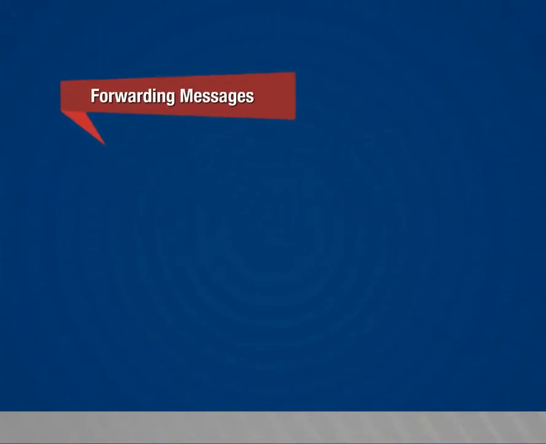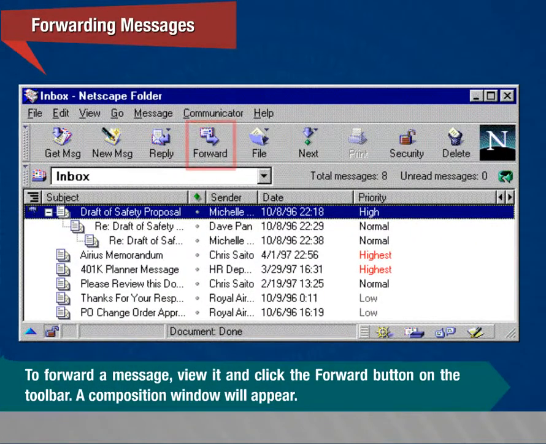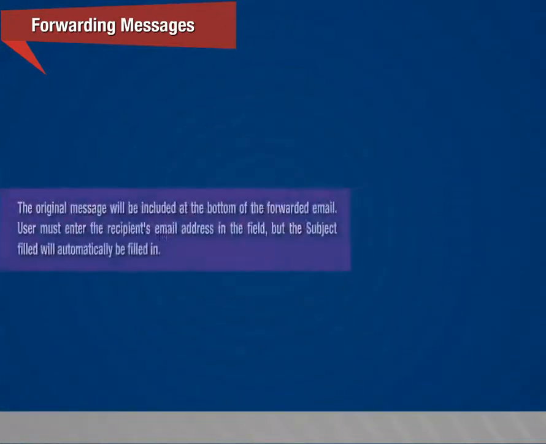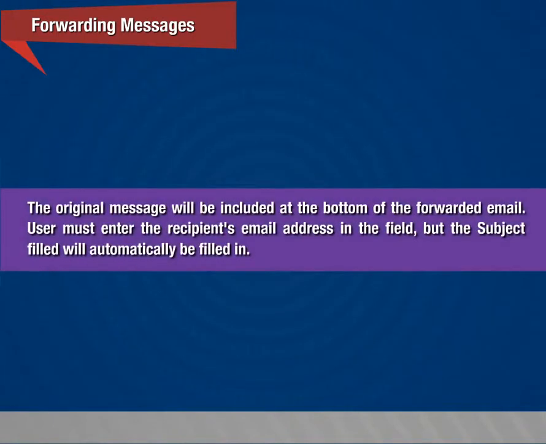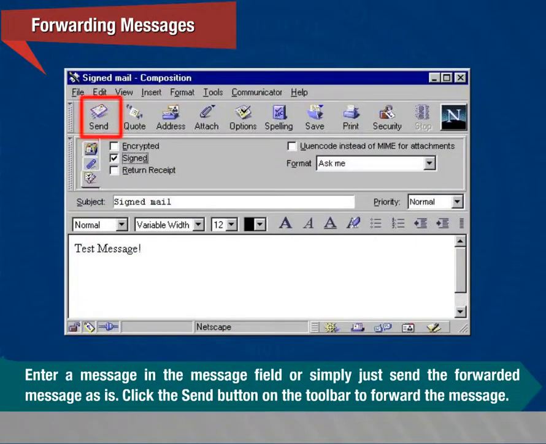Forwarding messages. To forward a message, view it and click the Forward button on the toolbar. A composition window will appear. The original message will be included at the bottom of the forwarded email. The user must enter the recipient's email address in the field, but the subject field will automatically be filled in. Enter a message in the message field or simply send the forwarded message as it is. Click the Send button on the toolbar to forward the message.